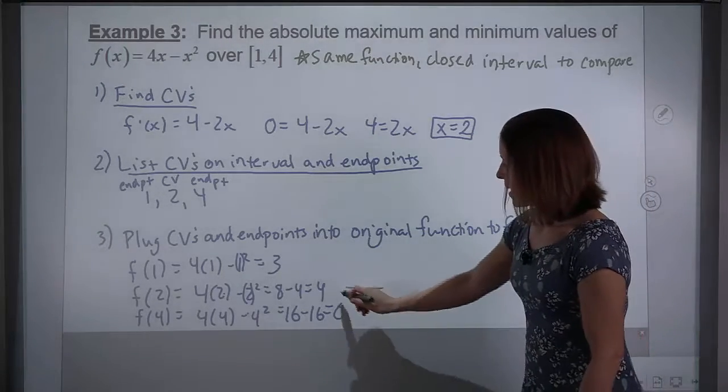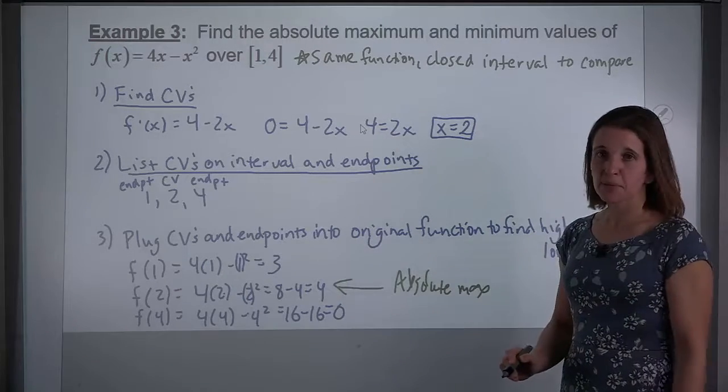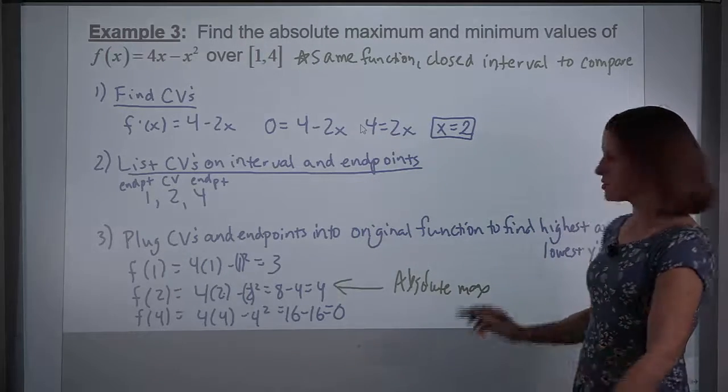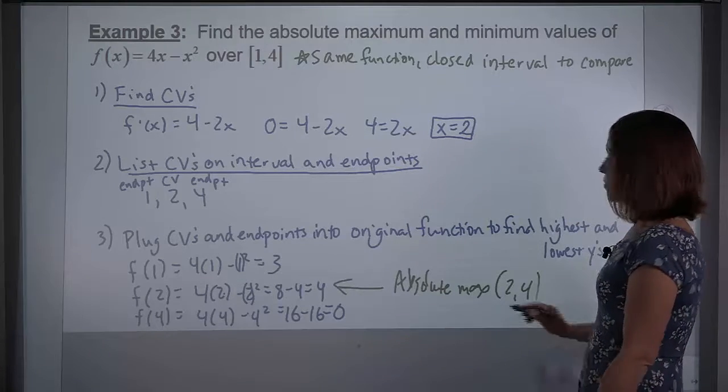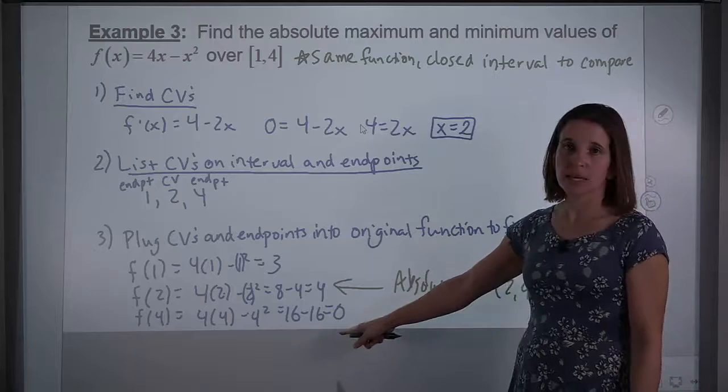So let's look at that. It looks like my highest value I got was a positive 4. So that'll be my absolute max of 4 at x equals 2, or as an ordered pair, (2, 4). And then my absolute min looks like it is 0.